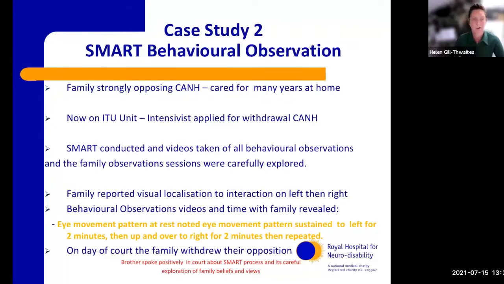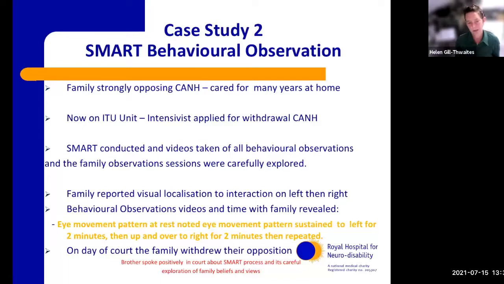Because of the sensitivity of the issue, we conducted the assessment, and we videoed the behavioural observation and the family observation sessions because of the sensitivity with the family. We had a professional cameraman, and we videoed every single thing in case something was identified. The family's key issue, once we interviewed them, was visual localization to interaction on the left and right. They used to stand on one side of the patient, he'd look at them, then they'd move around after 2 minutes to the right-hand side and do the same, and his eyes would move over.